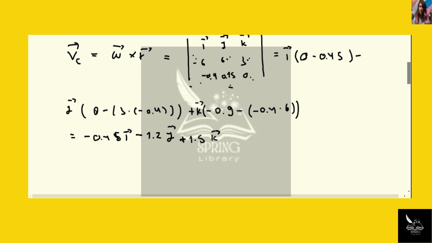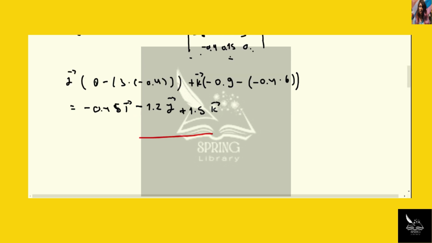Unit vector, and when we evaluate this, we obtain minus 0.45 for the I unit vector, then minus 1.2 for the J unit vector, and plus 1.5 for the K unit vector. And therefore, this is the value of the velocity vector. So not the value, but the whole velocity vector with its components. So it's a 3D vector. This is a complex rotation.